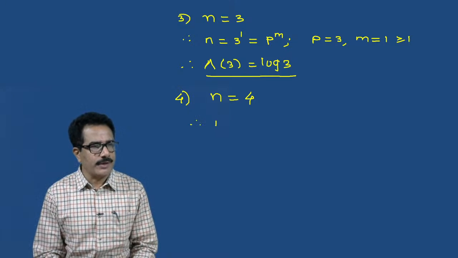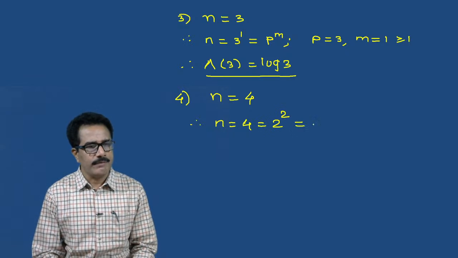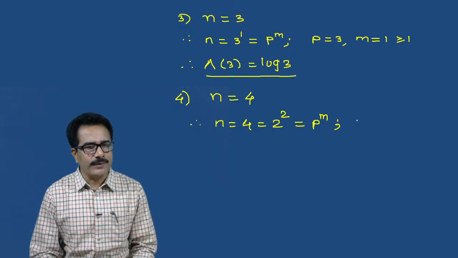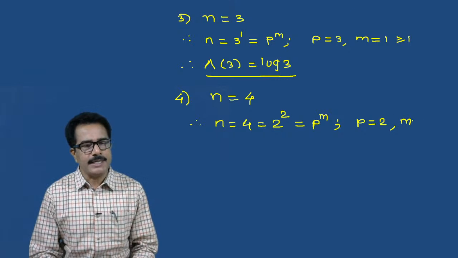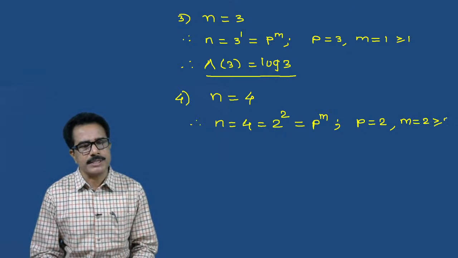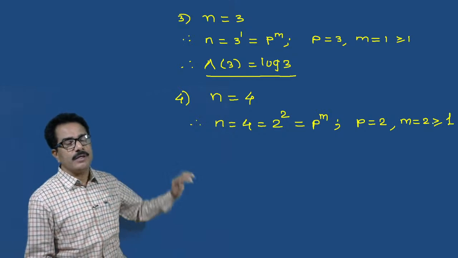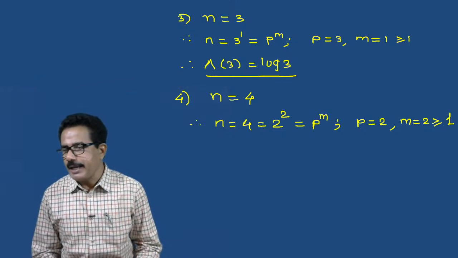So therefore n is equals to 4, which can be written as 2 raised to 2, which can be written as p raised to m. Therefore p is equals to 2, which is a prime, and m is equals to 2, which is greater than or equals to 1. That is, both the conditions are satisfied according to the Mangoldt function. So we can apply the definition.